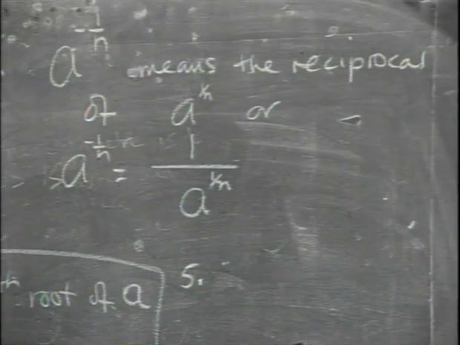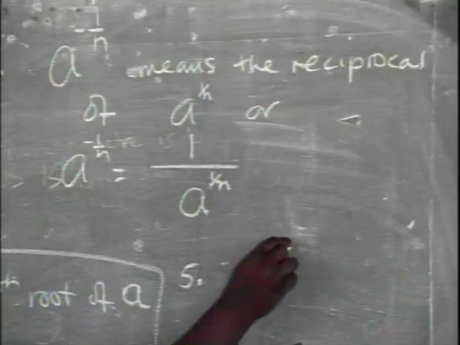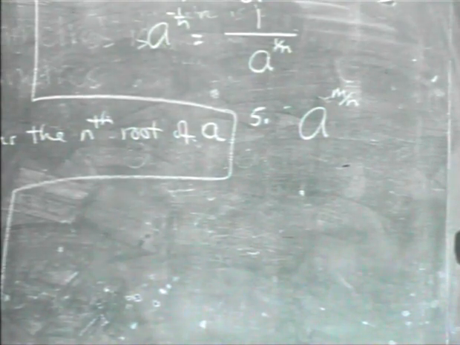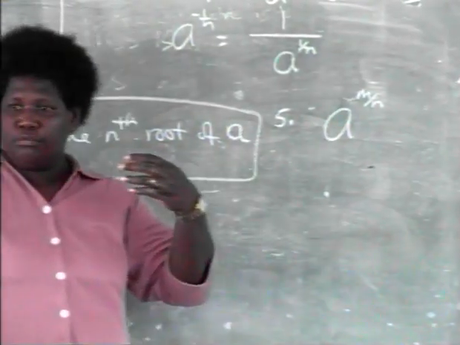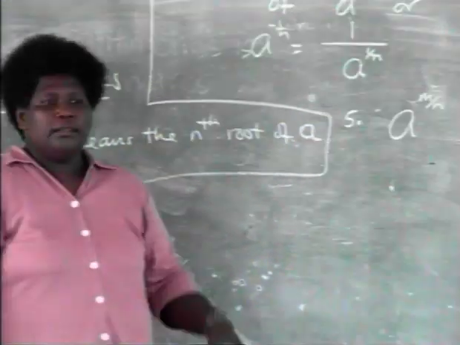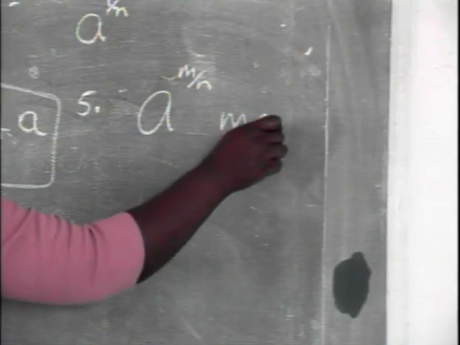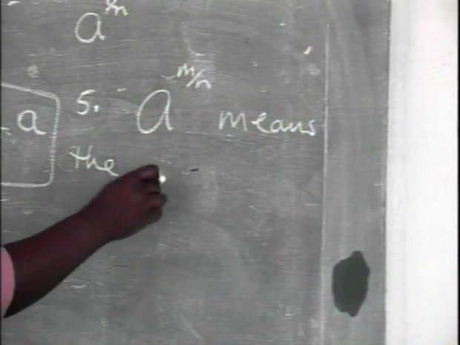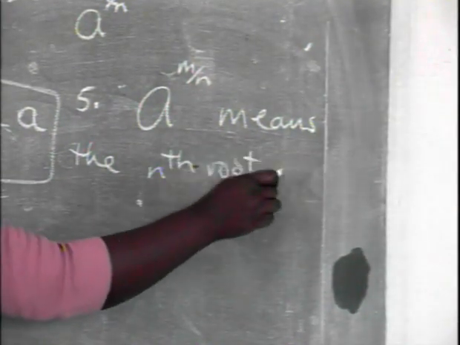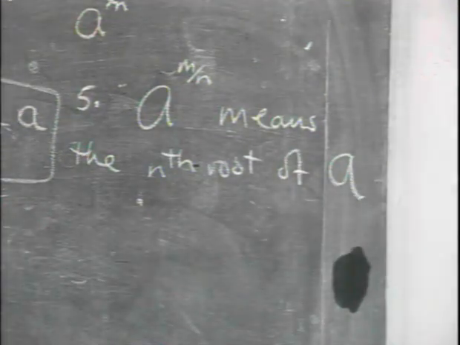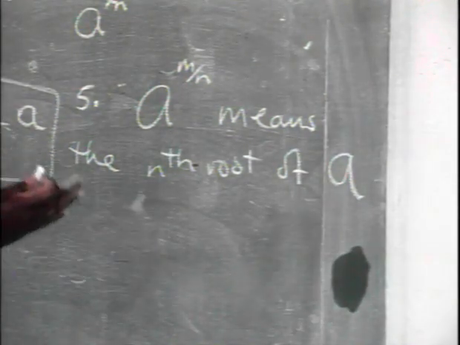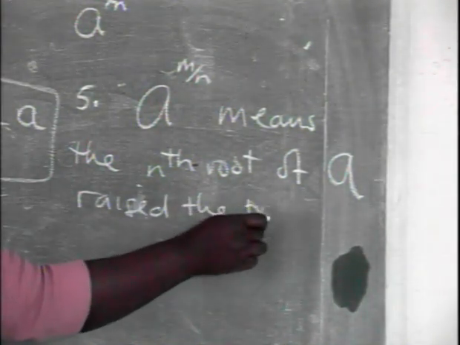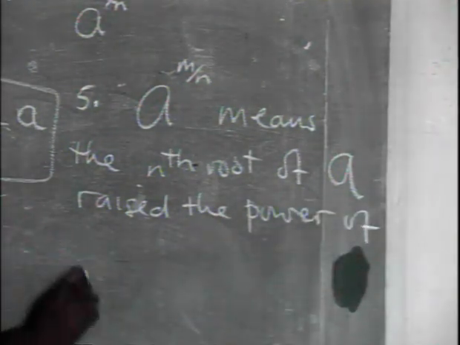Okay, I'm going to take you a little bit further and look at rule number 5. Rule number 5 says this: A to the power of m over n. Note, m and n represent two different numbers. This means the nth root of the number A, and then this value is raised to the power of m.